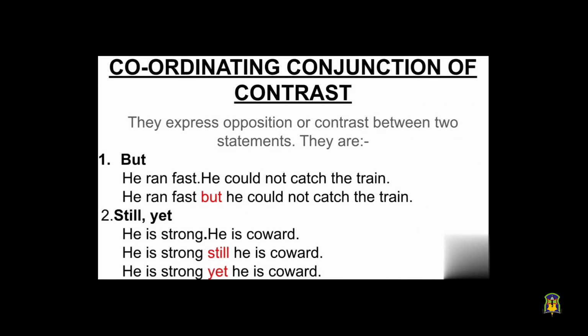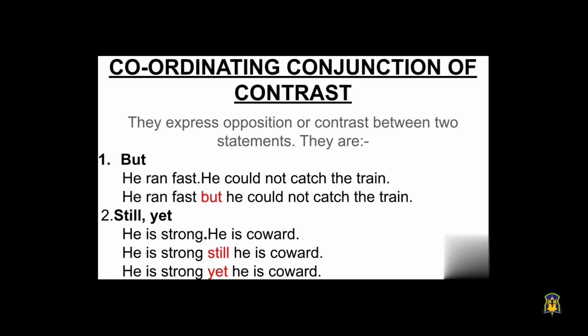Next is coordinating conjunctions of contrast. So we have already seen the conjunctions and, but, or and all. But how they come under different categories, now we are going to see. Because already we saw and, or. Now we are going to see conjunctions of contrast. Coordinating conjunctions of contrast express opposition or contrast between two statements. So two different statements are given and we are bringing out the contrast between them by adding one conjunction. How we will see that?